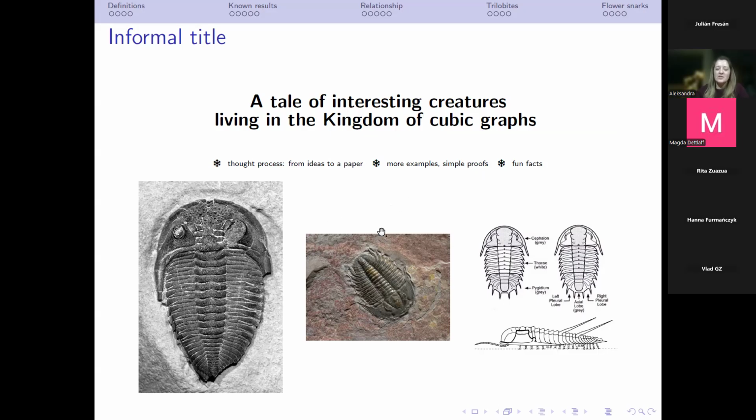So what are these creatures here? What do they have to do with my talk? Of course, I will talk about graphs that look very much like these creatures. These are trilobites. They're supposed to be the second most famous fossil group after the dinosaurs, but some more fun facts about those creatures a little bit later. So let's start at the beginning.